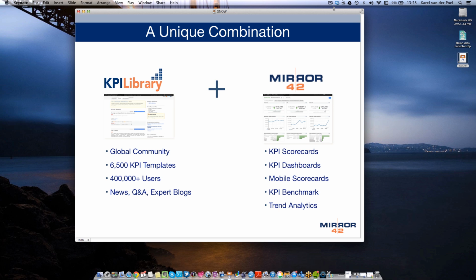Over 400,000 users have defined over 6,000 key performance indicators since 2007, and Mirror42 organized those key performance indicators by process, industry, and business framework. The IT section is one of the largest sections within the KPI library, and if you are using ServiceNow to also deploy applications outside IT using its platform as a service capability, the KPI library can give you some meaningful hints and insights in what key performance indicators could be for those processes.